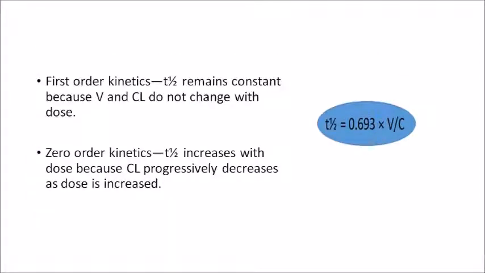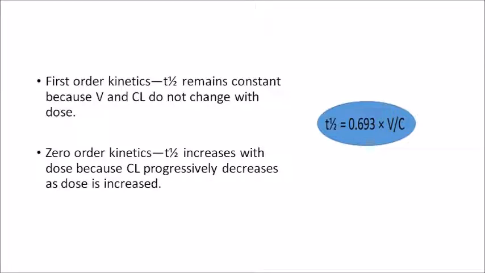According to this calculation, in first order kinetics, T half will remain a constant because the volume of distribution and the clearance are not changing with the dose. In place of eliminating a constant fraction of drug in unit time, as with first order kinetics, in zero order kinetics, only a particular amount, say 1 milligram of the drug, is eliminated per unit of time, which means it is going to take a lot of time to eliminate the drug fully from our body. So definitely the time taken to eliminate half of the drug, or T half, is also getting increased.